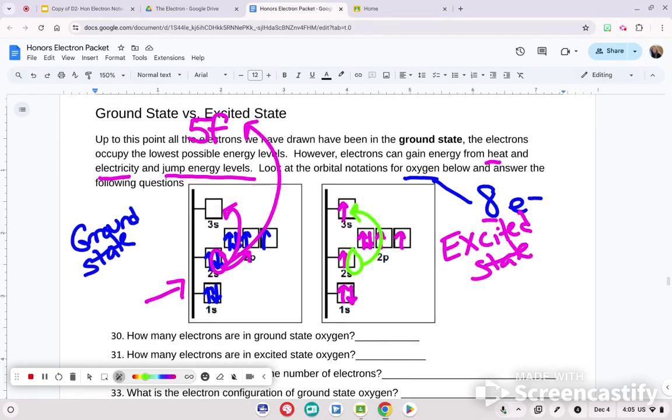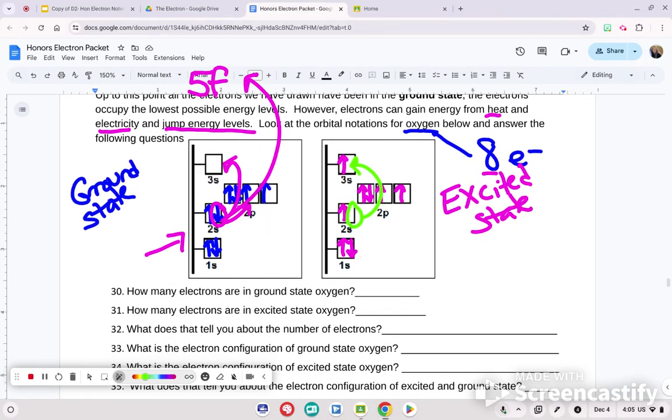So now, if we take a look, how many electrons are in oxygen in the ground state? If you remember, in the ground state, oxygen has 8 electrons, and you can count the blue arrows, and there's 8. And then if we go to the excited state, oxygen still has 8 electrons, because we didn't remove electrons and we didn't add electrons. So if you look at this, the number of electrons stays the same.